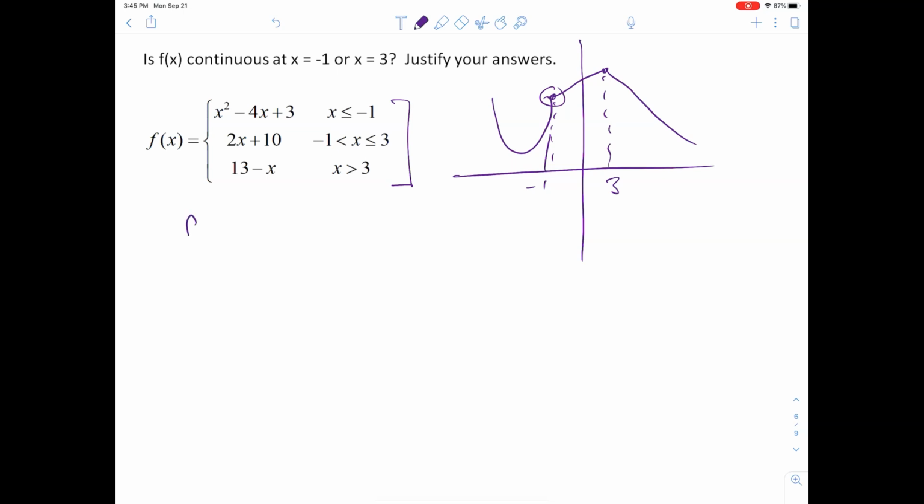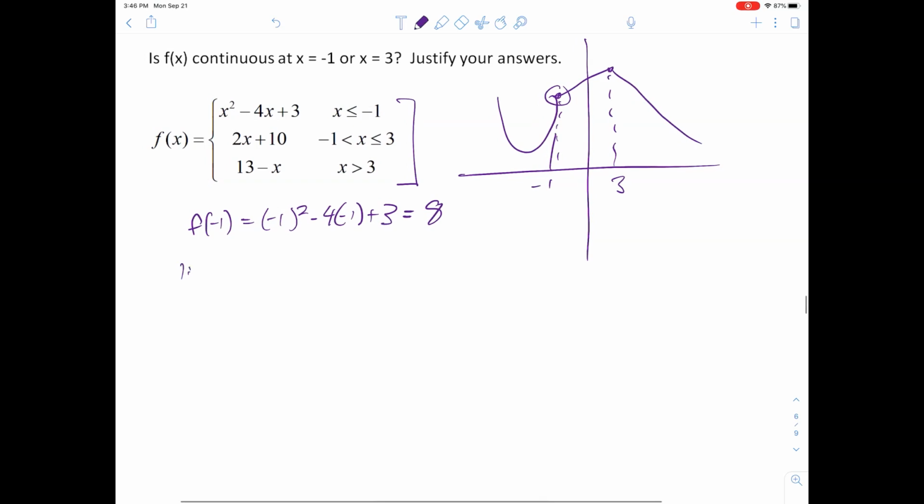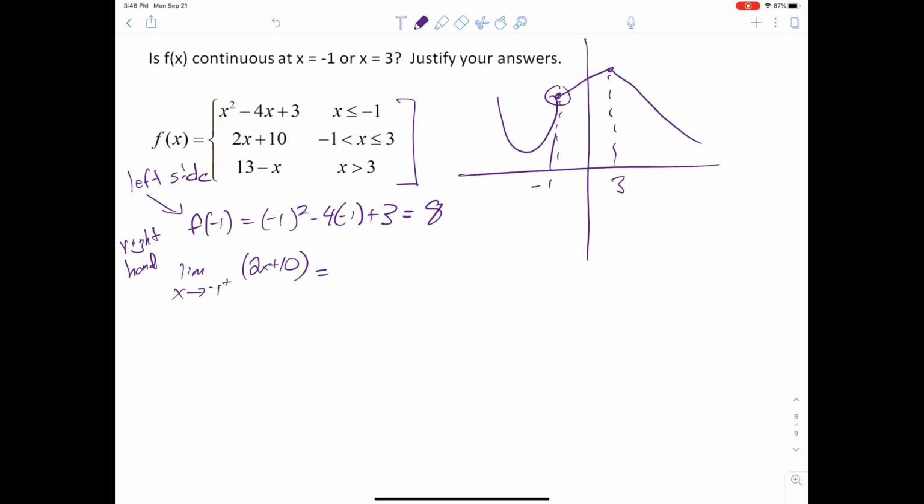Easiest way to do that is to figure out what f of negative 1 is, and that equals negative 1 squared minus 4 times negative 1 plus 3. And we get 8 by doing that. So that was using the parabola. Now let's think about the limit as x approaches negative 1 from the positive side. Well, then I'm going to use this function, 2x plus 10. To evaluate that limit, this is me checking the left-hand limit, left side. This is me checking the right-hand side over here. Then we just plug in that number again, 2 times negative 1 plus 10, and we also get 8.